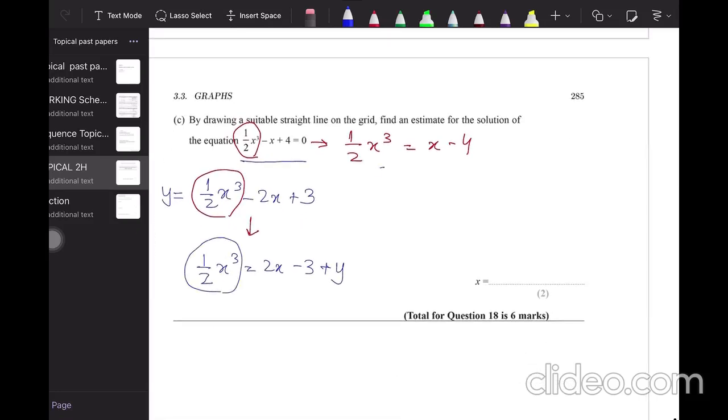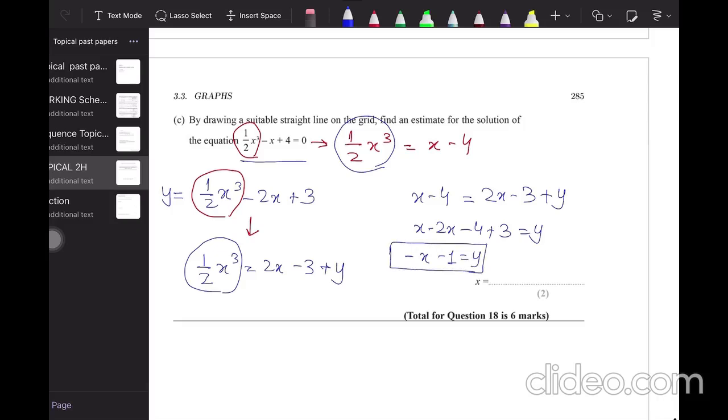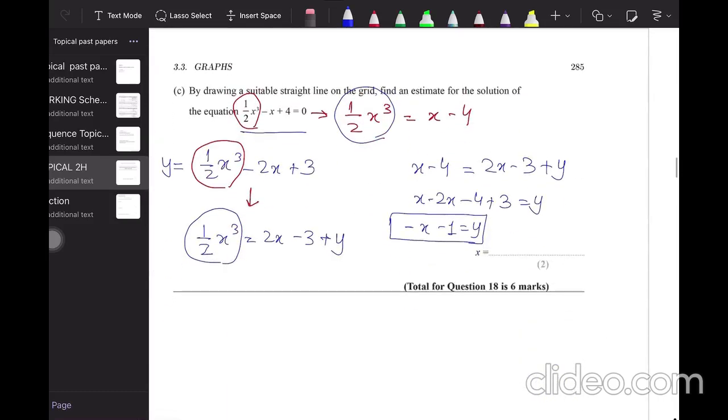Now since these two are the common parts, we can compare these two equations and develop a linear equation. x minus 4 is equal to 2x minus 3 plus y, and if I further solve and arrange it, it would be x minus 2x minus 4 plus 3 is equal to y, or simply minus x minus 1 is equal to y. So basically we need to plot this straight line on the graph, and whatever the point of intersection of this line is, I will get my solution for the other equation.